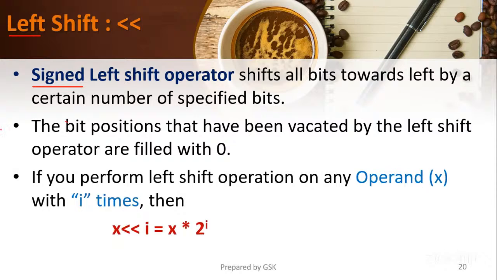For example, this is a shortcut: variable name, left shift operator, number, how many bits you want to shift to the left hand side. You will get some answer after performing this, but you can calculate that answer by using a simple formula, x into 2 power n. Suppose x double less than 2, x into 2 power 2 becomes the answer.